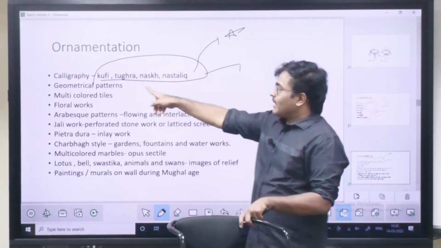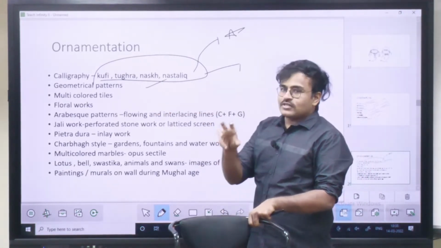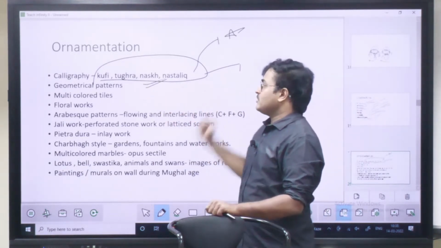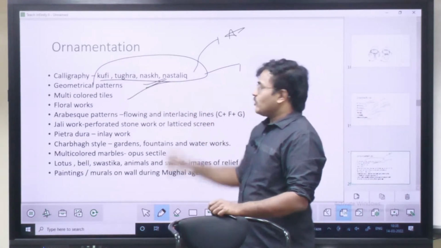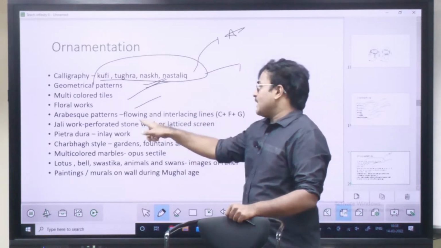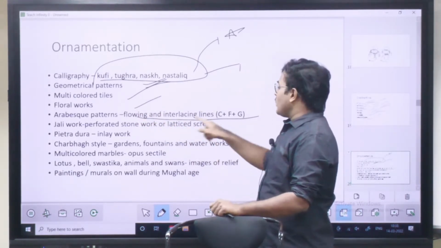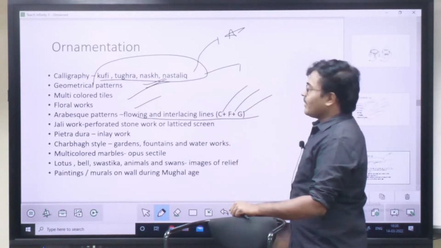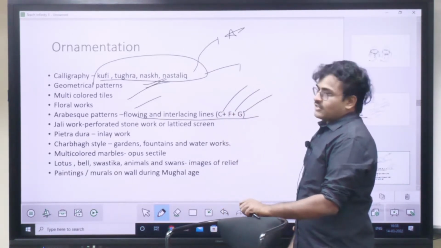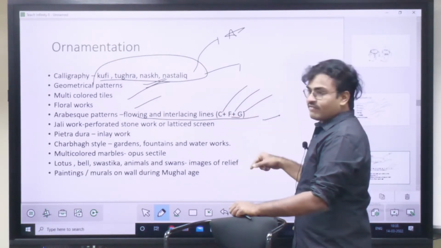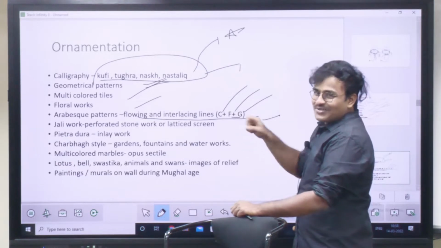And they also used geometrical patterns. Geometrical patterns means triangles, circles, hexagons. These kinds of things were used for ornamentation. Multicolored tiles and floral works are used. And arabesque pattern means flowing and interlacing lines which contain calligraphy, floral designs, and geometrical patterns. So all 3 of them are present. Did I give it as C plus F plus G? Same thing. So you elaborate it.